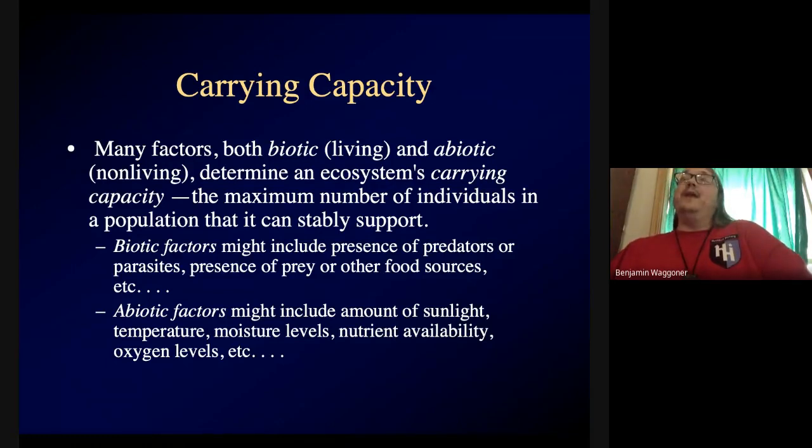Abiotic factors might include the amount of light, the temperature. Fruit flies might do better at warm temperatures. So if your kitchen is really cold, fewer of them can live there. The amount of moisture available, the amount of oxygen that's present in the atmosphere, those are all abiotic factors. And of course, exactly which ones are important depends on what species we're talking about.